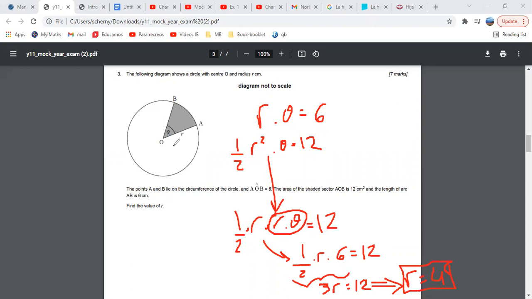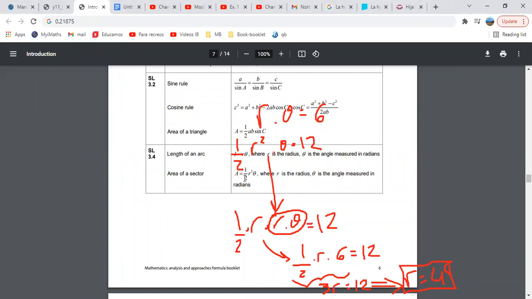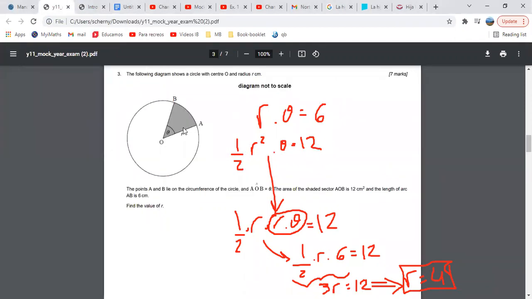So take a look at this. We only went to the formula booklet and we found these two formulas, and just by writing this and realizing some tricky things, we reached the value of the radius. Okay, so if we know the length of the arc and the area of a sector, then using this we can get the value of R.